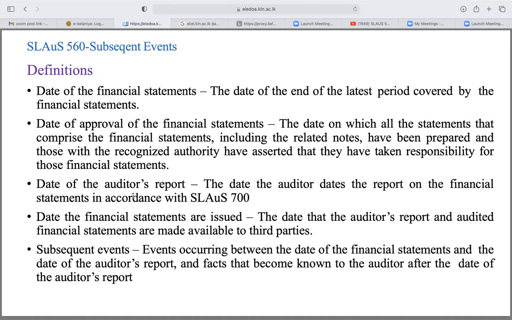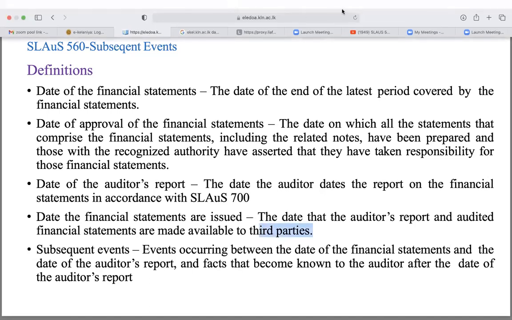Date of the auditor's report. The date the auditor dates the report on the financial statement in accordance with SLAUs 700. Right. I have talked about this auditor's report date as well. Date the financial statements are issued. The date that the auditor's report and audited financial statements are made available to third parties.